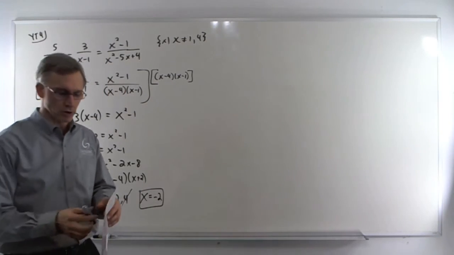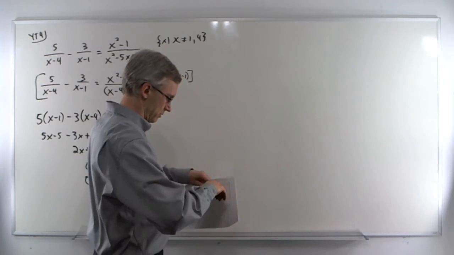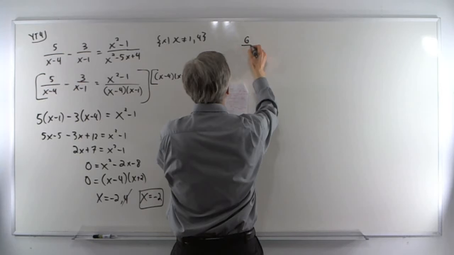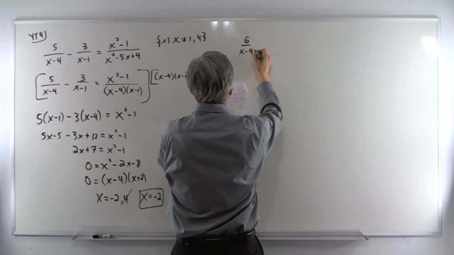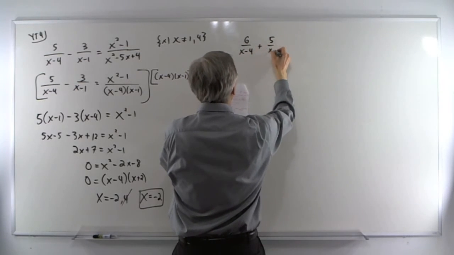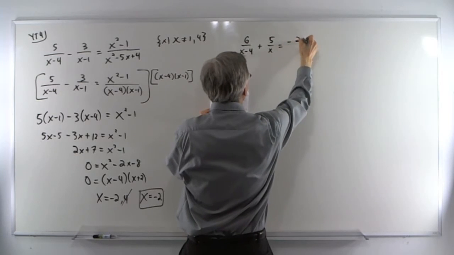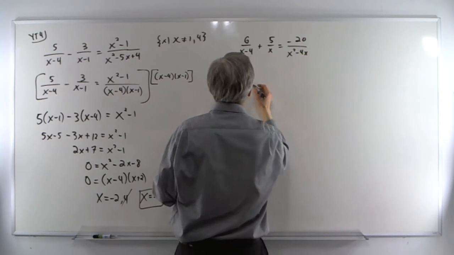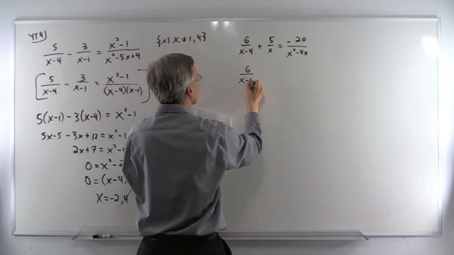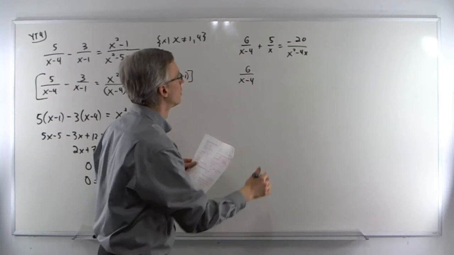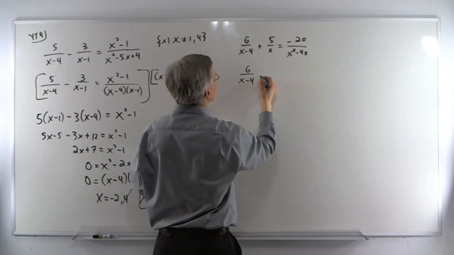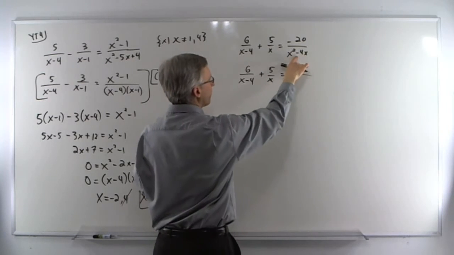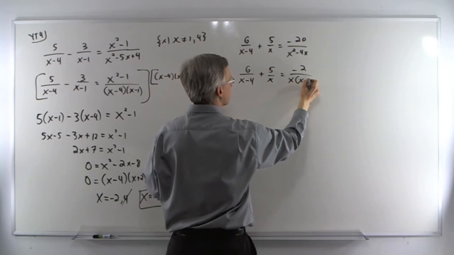Now, not every rational equation has a solution. So now we're going to look at an example with no solution. So we'll start by factoring this into x times x minus 4.